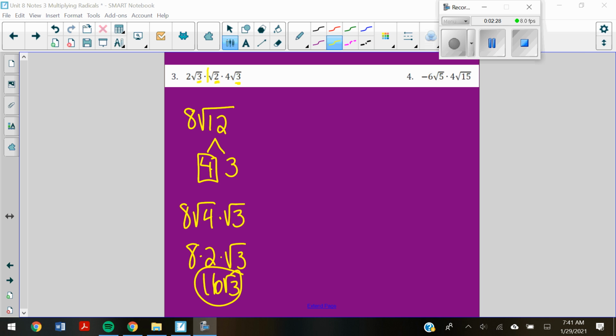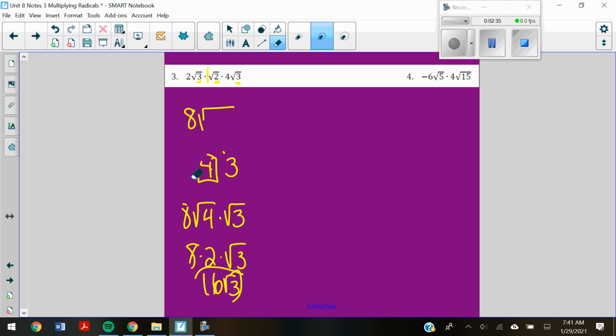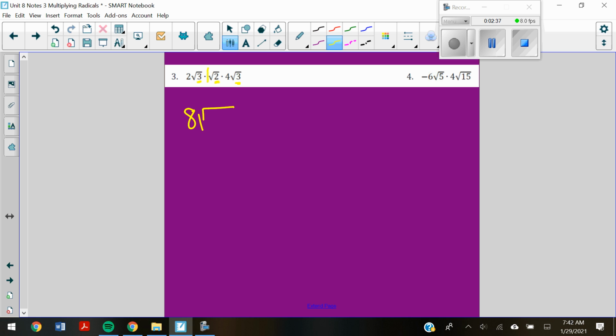Hold up, Miss Math, some different math from you guys. It should be an 18 under here, not a 12. Let's try that again. See, we all make mistakes. All right, because 3 times 2 is 6, times 3 is 18. Whoops. All right, so let's break that down again.